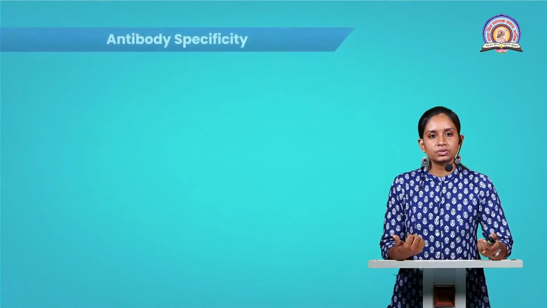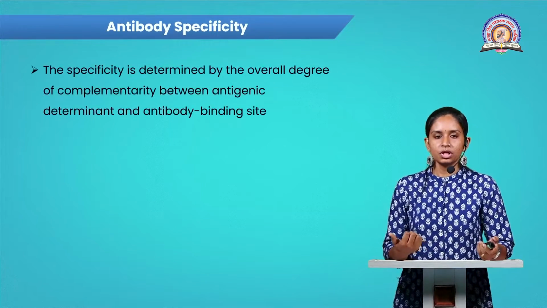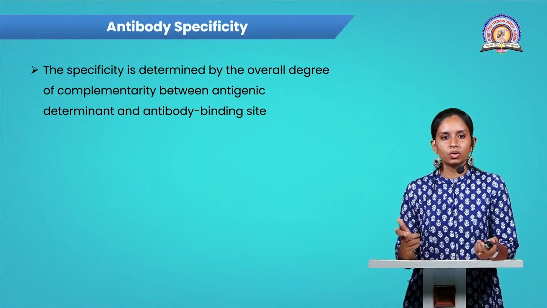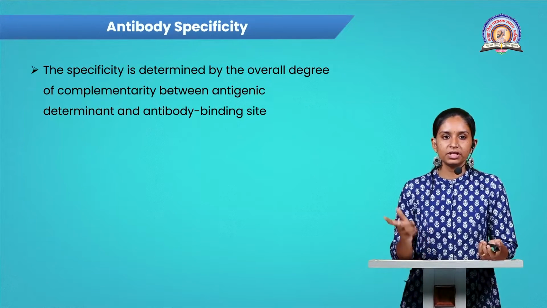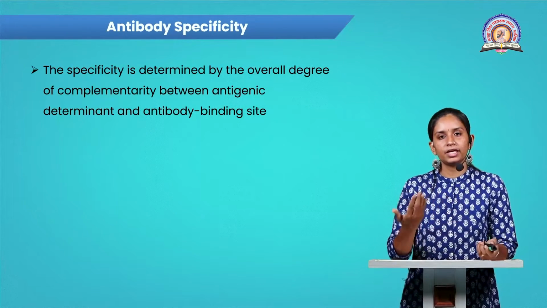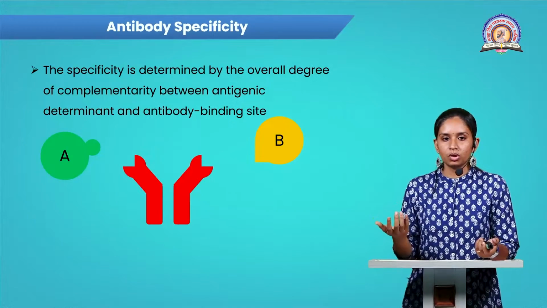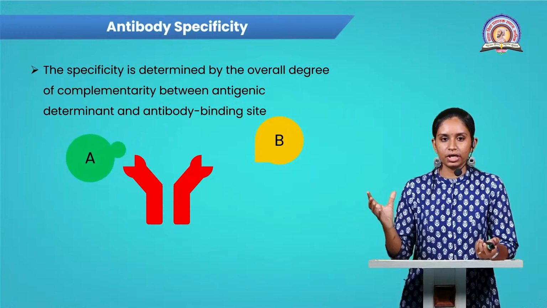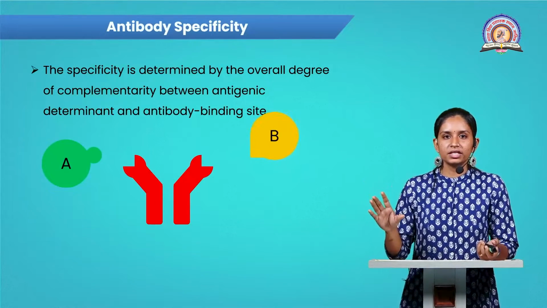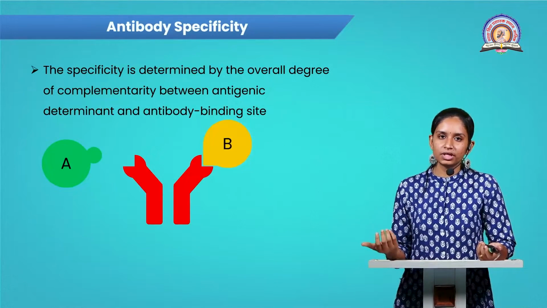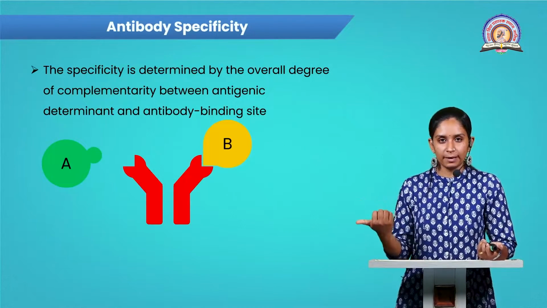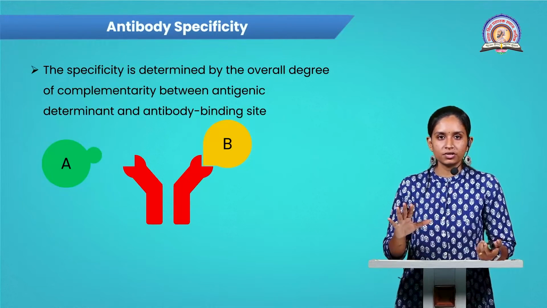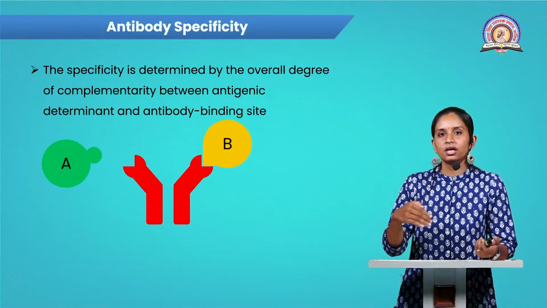Now due to this, this specificity is determined by the overall degree of complementarity between the antigenic determinant and the antibody binding site. Meaning, you can see in this diagram there is a representation of an antibody. Now this antigen A is not specific for the antibody. So what happened just now? That A came and it was not getting attached to the antibody and it was released immediately.